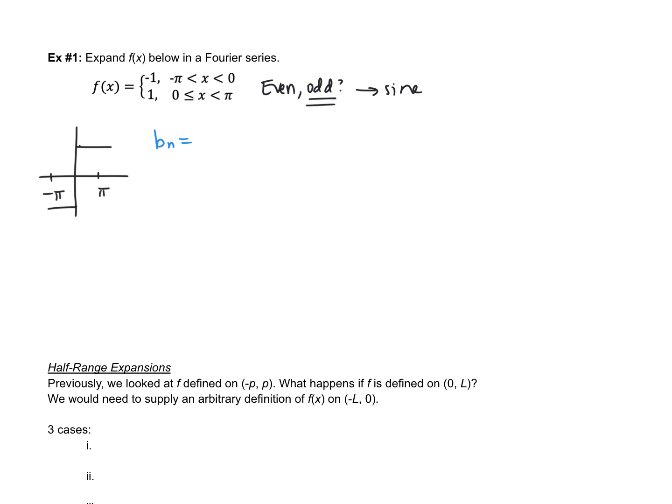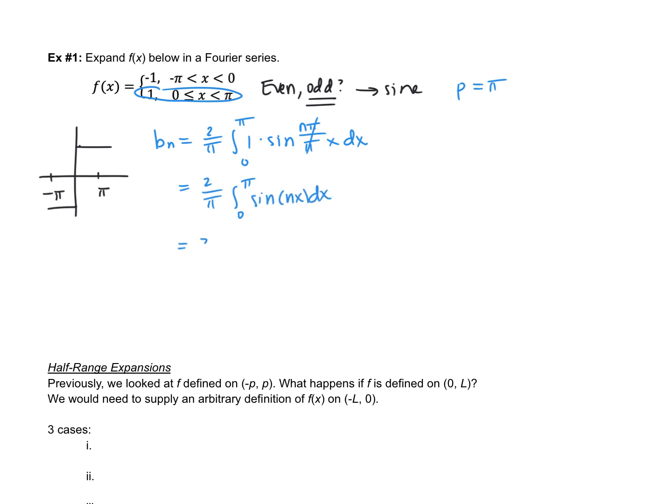So our b sub n, if we notice in this case that p is equal to pi, is going to be 2 over pi, the integral from 0 to pi. F of x is 1, looking from here. So we get 1 multiplied by sine of n pi x over p, dx. Simplifying this, we get 2 over pi, the integral from 0 to pi of sine of nx dx. Integrating that sine of nx, we get negative 1 over n cosine of nx, evaluated from 0 to pi.